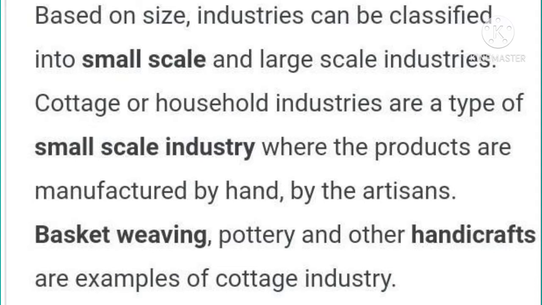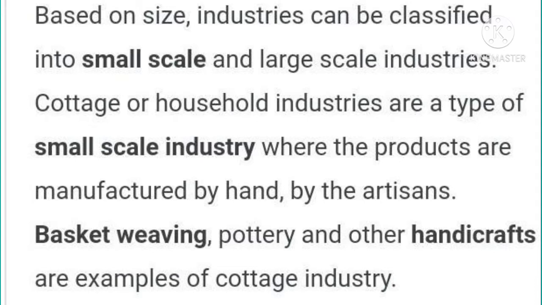Industries whose investment is up to 1 crore rupees come under the category of small scale industry, in which we can include cloth manufacturing, food processing, and highly skilled work such as electronics and gemstone cutting. All these things we can include in the small scale industry.